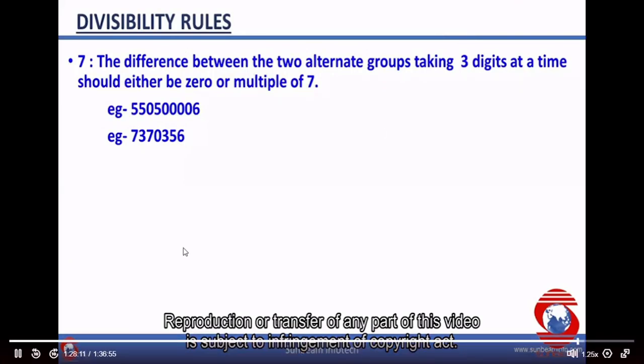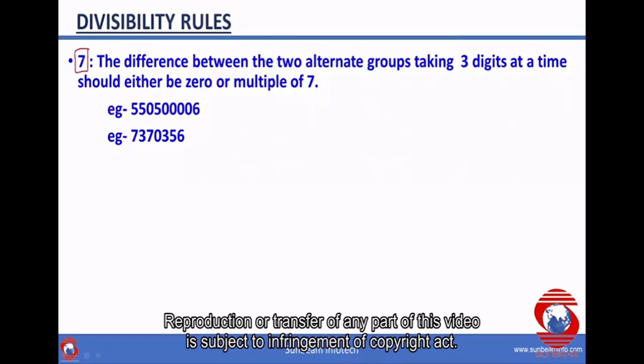So now, what is the test? The test says the difference between the two alternate groups. There are two alternate groups, just taking 3 digits at a time. So now if I take this first example, let me write it. 550 500 006. So what they have said is make groups of 3 digits, right? You will start taking the numbers from the right side again. So I made one group of this, right? Again I made a second group of 3 numbers, and one more group of 3 numbers. So I have created alternate groups.